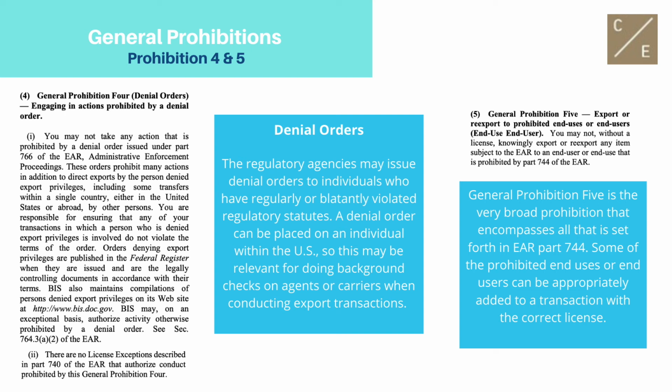General Prohibition 5 is the very broad prohibition that encompasses all that is set forth in EAR Part 744, which dictates end users and end uses. Some of the prohibited end uses or end users can be appropriately added to a transaction with the correct license.